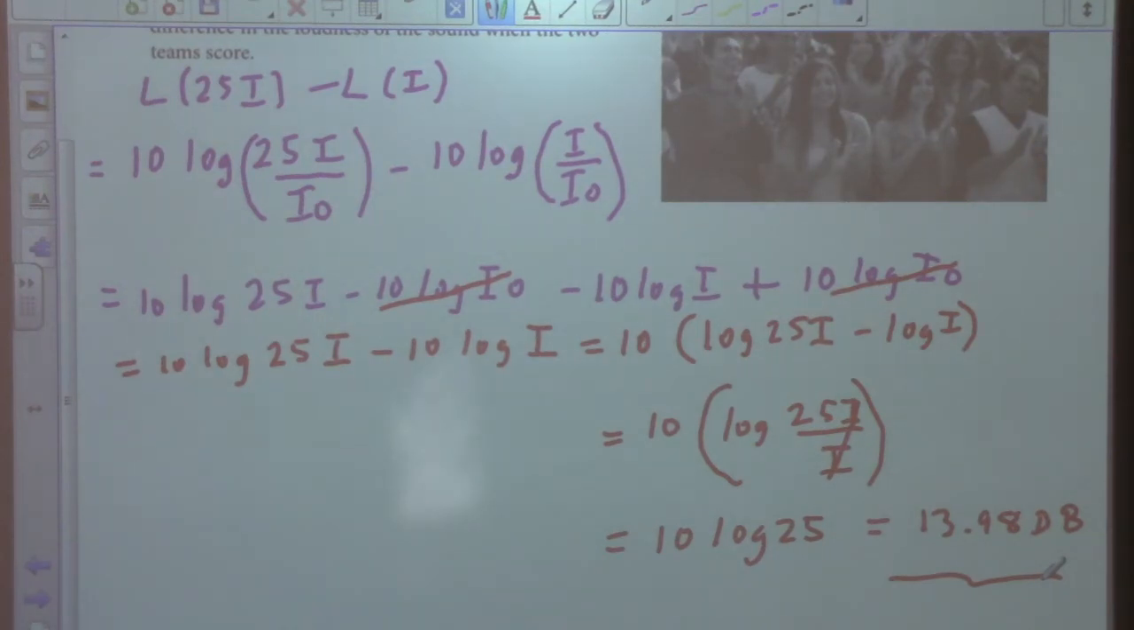If you recall, in decibels, since it's a logarithmic scale, if you have something that's 10 times as loud, that's going to be 10 decibels greater. Here, this is supposed to be 25 times as loud, but that's like 14 decibels greater. And if you had 100 times as loud, that would be 20 decibels greater. So this is somewhere in between. Okay, what is your question?